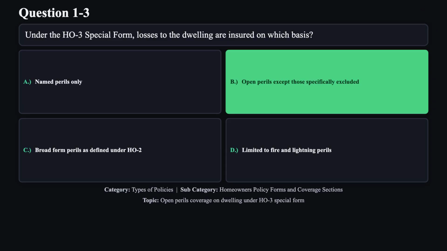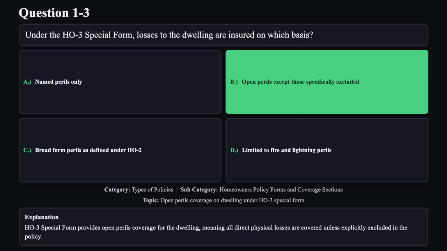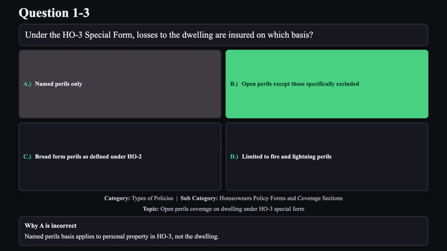The correct answer is B. HO3 special form provides open perils coverage for the dwelling, meaning all direct physical losses are covered unless explicitly excluded in the policy. Reason A is not correct. Named perils basis applies to personal property in HO3, not the dwelling.